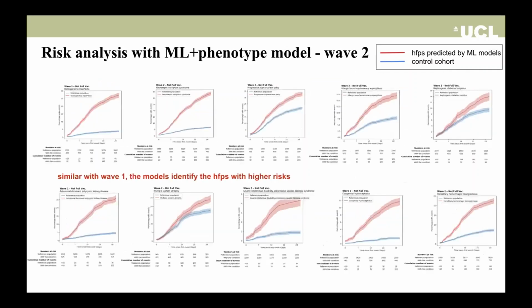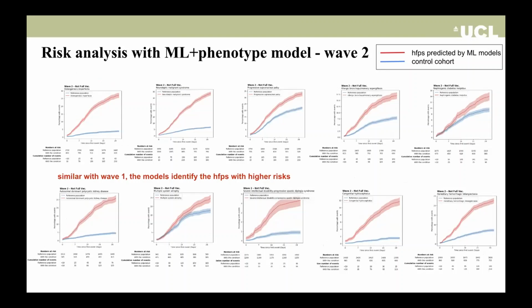And for the next slide, this is the wave 2 result during the pandemic. So very similar to wave 1, the model in general can also identify a large number of patients with higher risks but not coded.